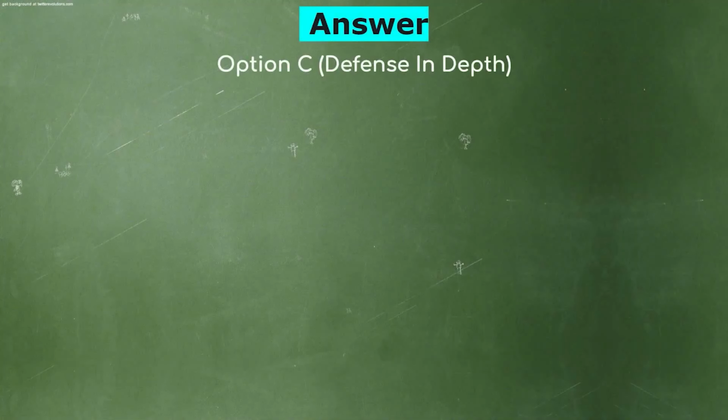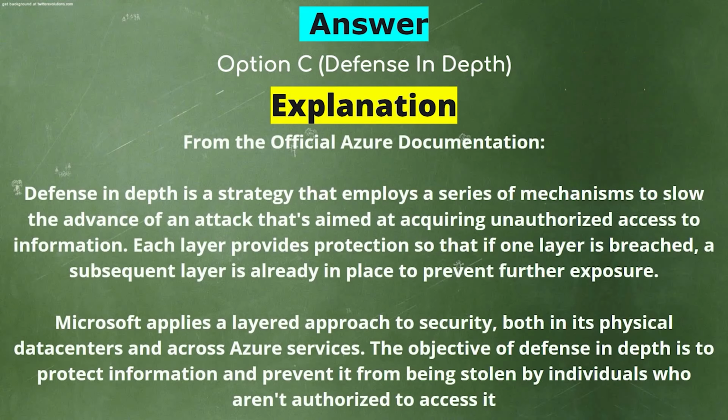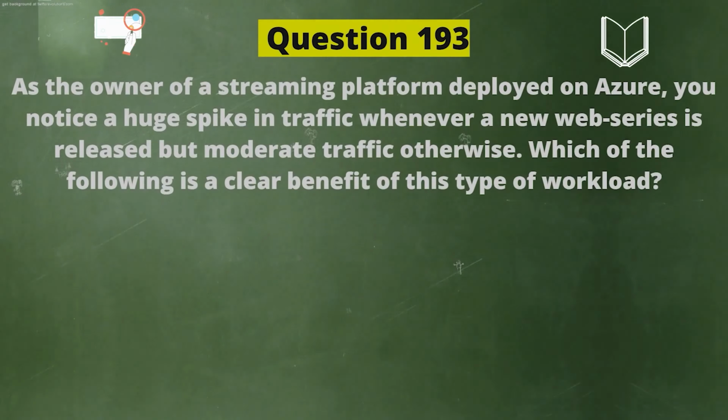Defense in depth. Explanation. From the official Azure documentation, defense in depth is a strategy that employs a series of mechanisms to slow the advance of an attack that's aimed at acquiring unauthorized access to information. Each layer provides protection so that if one layer is breached, a subsequent layer is already in place to prevent further exposure. Microsoft applies a layered approach to security, both in its physical data centers and across Azure services. The objective of defense in depth is to protect information and prevent it from being stolen by individuals who aren't authorized to access it.